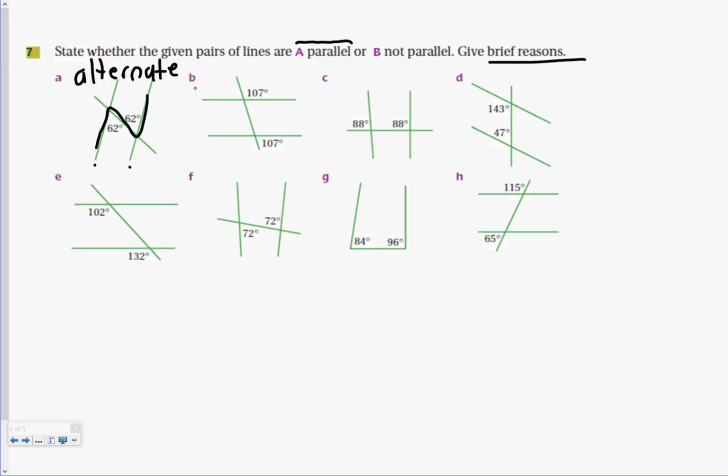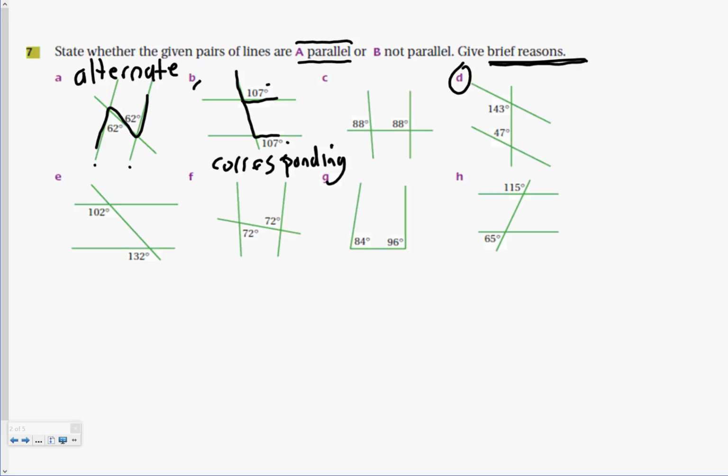If we look at example B, we're dealing with our F shape here, which tells us that these are corresponding angles. Please forgive the writing, it's hard to write with this pen. The corresponding angles, and once again the rule states that if the angles are corresponding, the angles will be equal if they are on parallel lines, and once again we have equal angles. So again, these two lines are parallel, and the reason, the corresponding angles are equal.